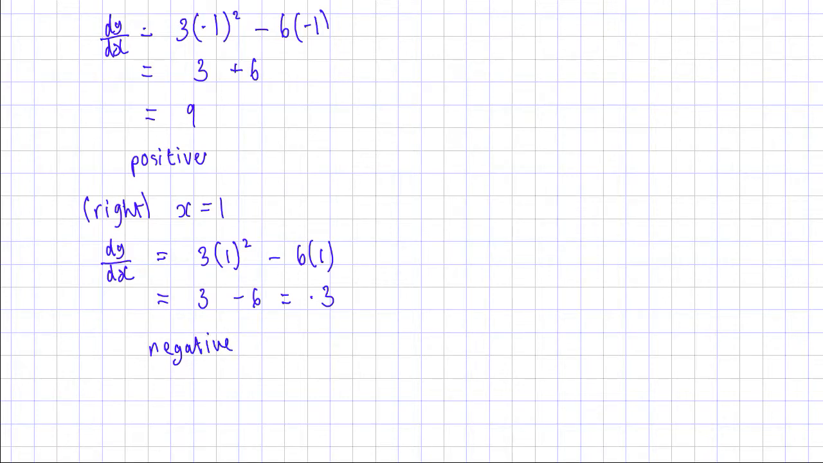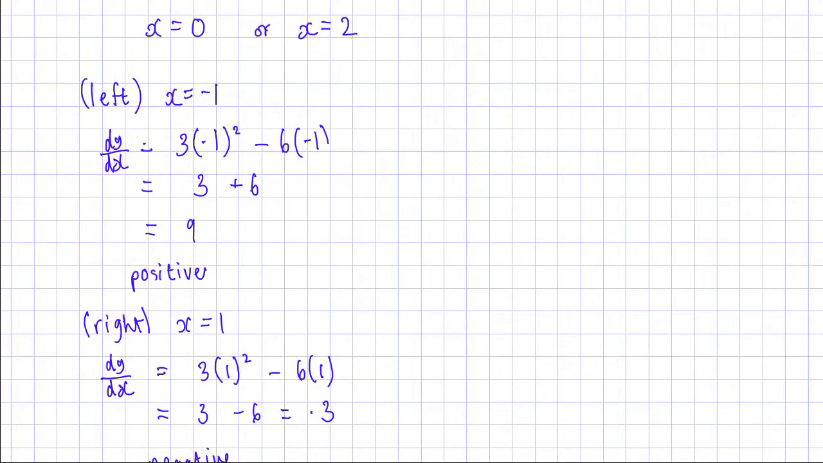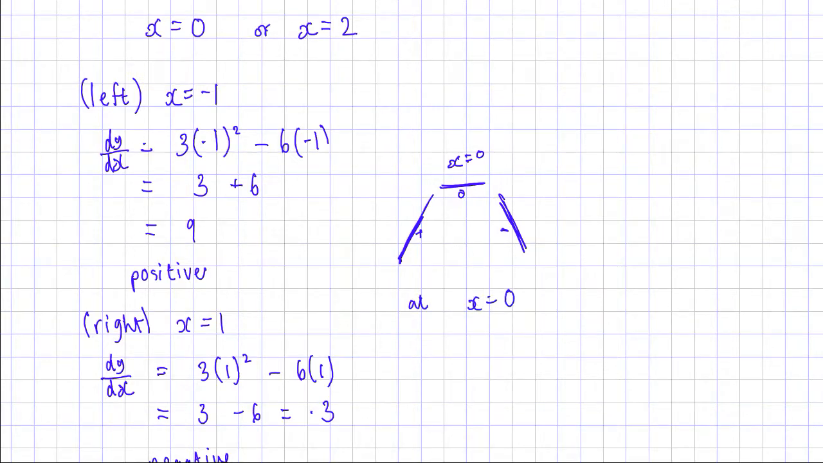Now, so I can draw a little diagram now. So on the left I have positive gradient, and then this is where x is equal to 0. Okay, so I have positive gradient there, then I have 0 gradient, and then I had negative gradient. Okay, so at x is equal to 0, we have a maximum point.